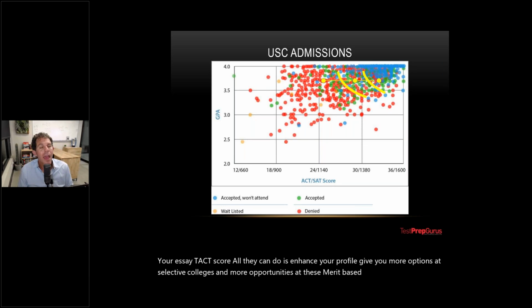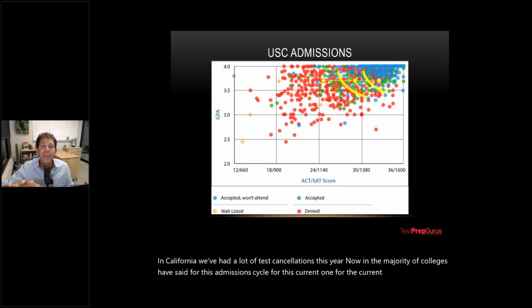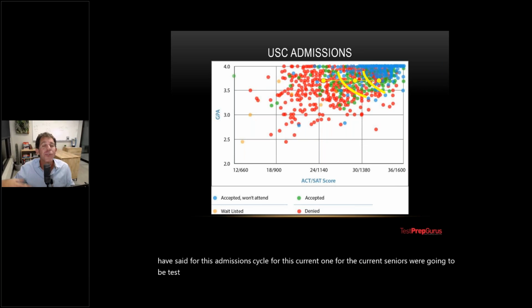And one of the things that is going to be particularly tricky for our seniors this year, in California, we've had a lot of test cancellations this year. Now, the majority of colleges have said for this admission cycle, for the current seniors, we're going to be test optional, which means if you can't send us an SAT or an ACT score, we're still going to consider you for admission, and we're going to try to make it as fair as possible and give those kids a fair shake, and probably put a lot more emphasis on their GPA to make up for the lack of a test score.